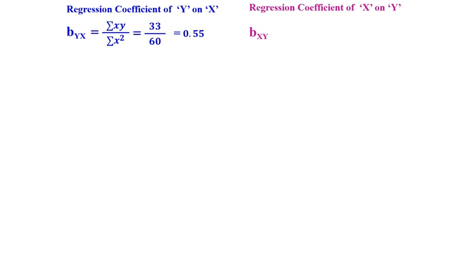Regression, first find out regression coefficient of y on x. It will be byx equals sigma xy divided by sigma x square. So 33 divided by 60. Observe, sigma xy is 33 and summation of x square is 60. Divide them, you will get 0.55. Similarly, find out regression coefficient of x on y. Bxy equals sigma xy divided by sigma y square equals 33 divided by 40, which gives you 0.825.